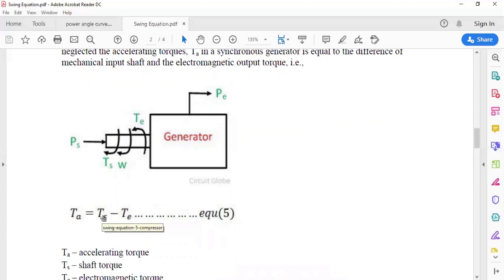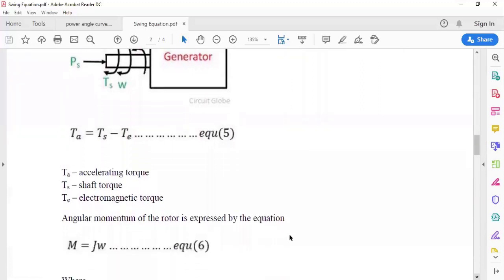If Ts is greater than Te, what will happen? This term will be positive, meaning we'll get accelerating torque which is positive. So due to that torque, the machine will accelerate. When it is opposite, like electrical torque is more than the mechanical torque, that time this will be negative, meaning we will get decelerating torque, and due to that machine speed will reduce, or the machine will decelerate. So these are the notations given here. This is accelerating torque, this is shaft torque, in terms of mechanical, and this is electromagnetic torque.